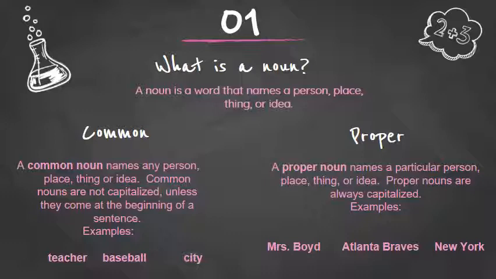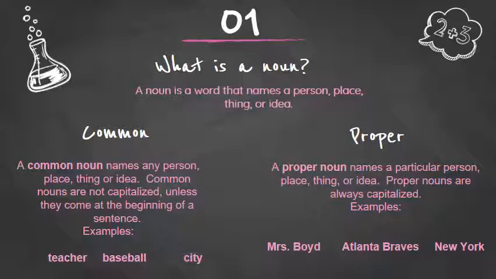The first two types of nouns, if you remember, are the common and the proper. We said a common noun names any person, any place, anything, any idea. So we did not give a specific title, we gave any title to it. The common nouns are always written in small letters unless they are written at the beginning of a sentence. Examples of common nouns are teacher, baseball, city. So we could be talking about any city, about any teacher.